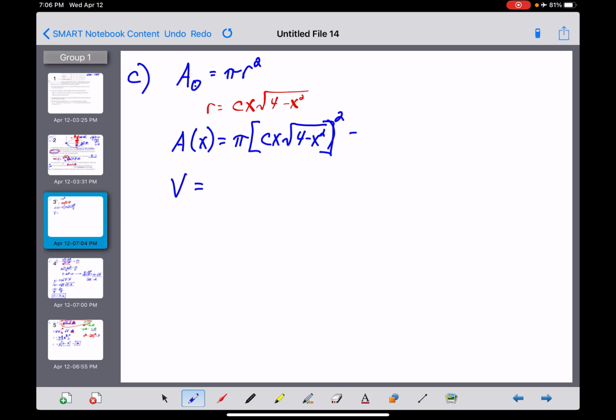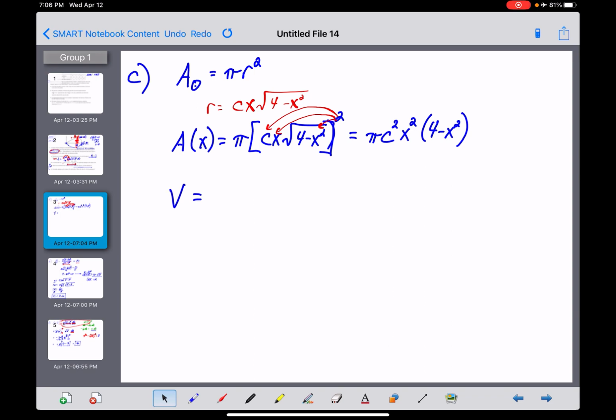Now this can be simplified at least a little bit here, guys. That 2 gets applied to the c and to the x and to the square root right here. So our area function would be pi times c squared times x squared, and then the square root of 4 minus x squared squared just becomes 4 minus x squared. So that's kind of ugly, but that's where I'm at right now for A of x, and I think I'm going to leave it like that rather than do any distributing.